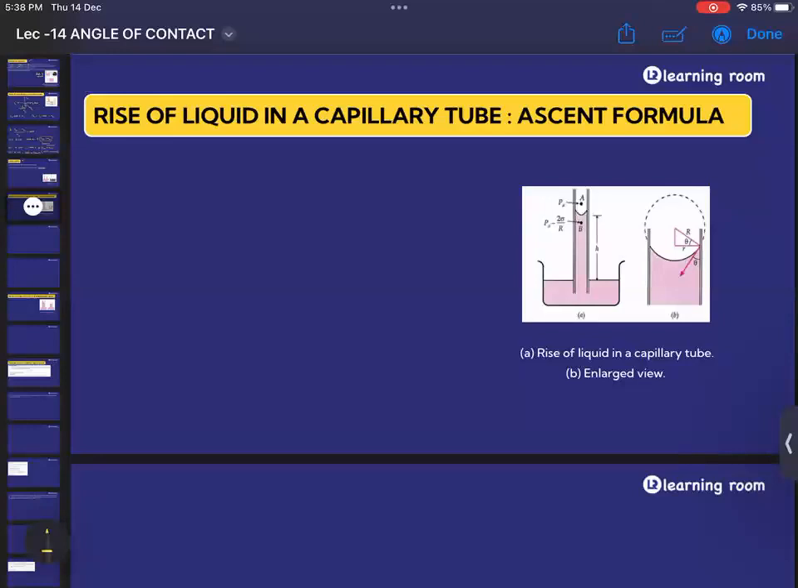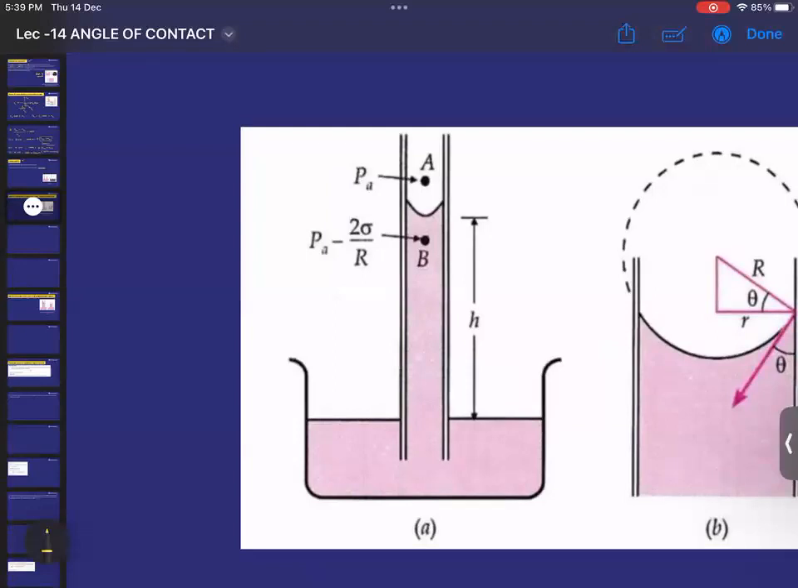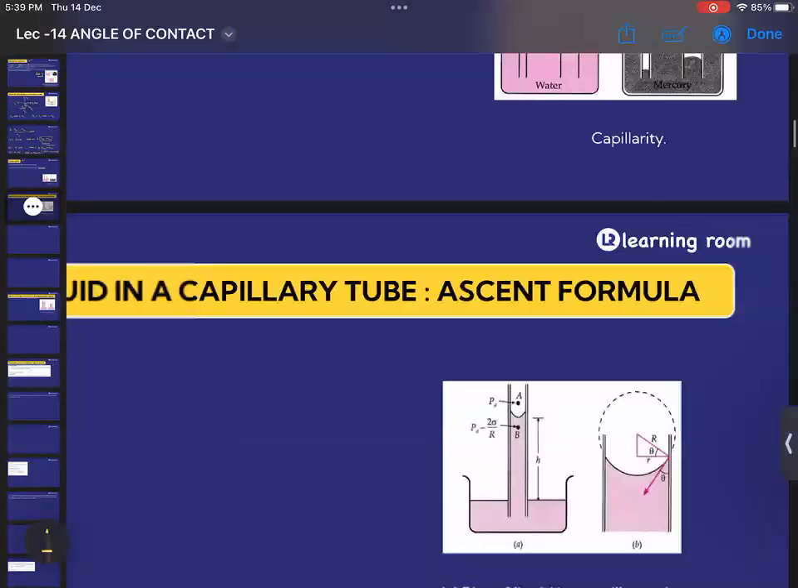Now we will do a small derivation where there is a rise of liquid in a capillary tube, and the formula that we are going to derive is called the ascent formula. The heading is going to be rise of liquid in a capillary tube, which is called the ascent formula. Now, tell me one thing. You have a vessel which contains liquid, where it can form a concave meniscus and has a tendency to rise inside a capillary tube. That is why the heading is also rise of a liquid in a capillary tube.